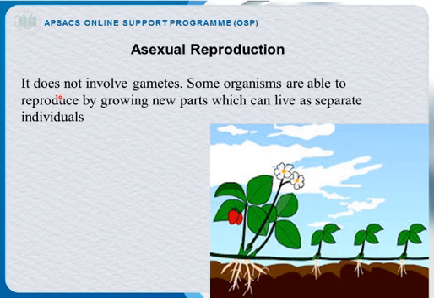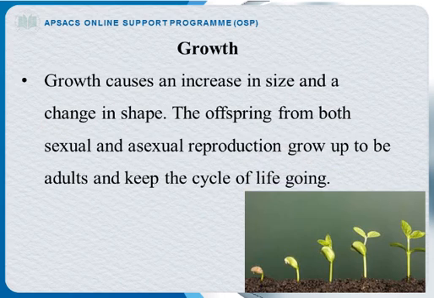Asexual reproduction does not involve gametes. Some organisms are able to reproduce by growing new parts which can live as separate individuals. Growth. What is growth? Growth causes an increase in size and a change in shape. The offspring from both sexual and asexual reproduction grow up to be adults and keep the cycle of life going. Look at this picture, how the life cycle is going on.